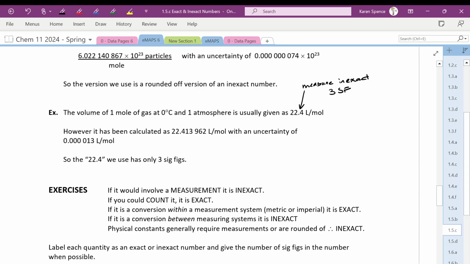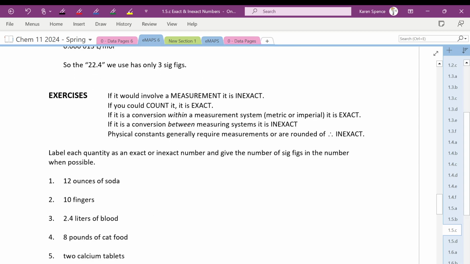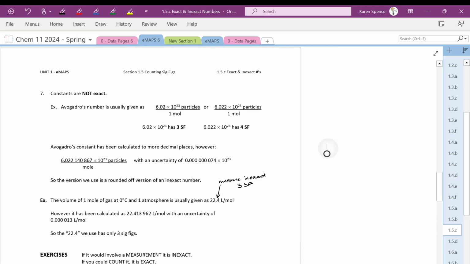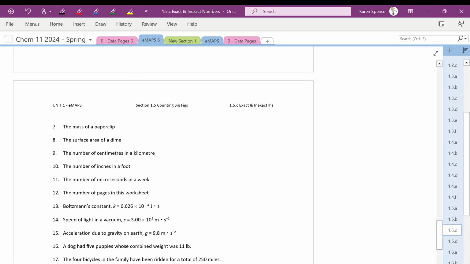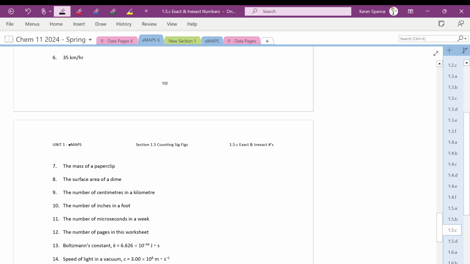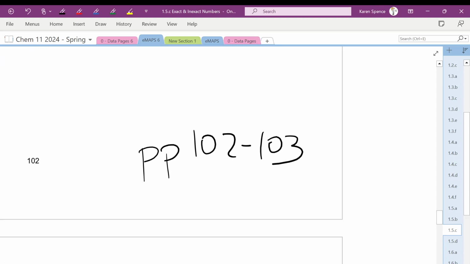You guys are going to take a few minutes and work through the exercises on pages 102 to 103. Answers are at the end of the worksheet. They're not in the answer key.